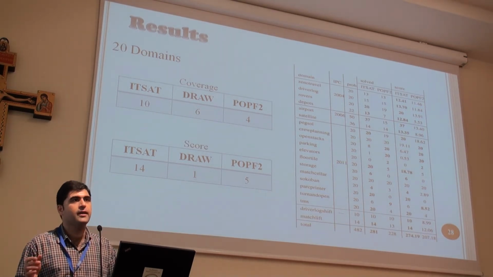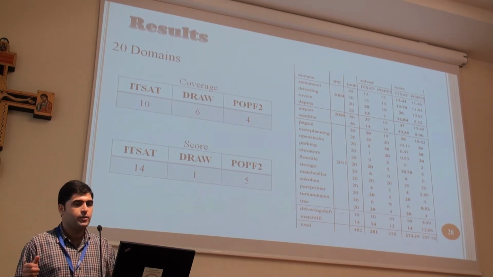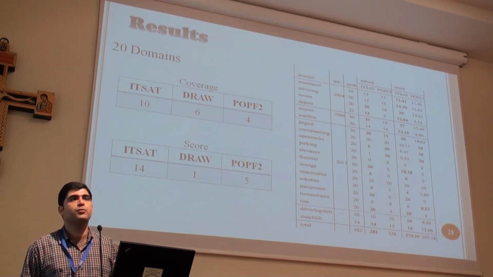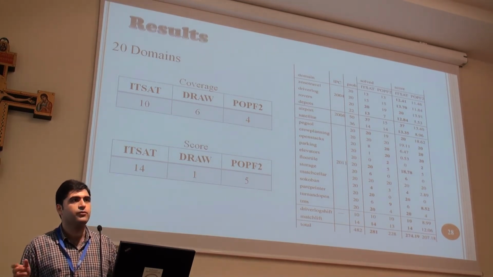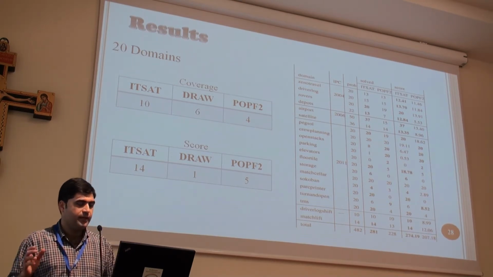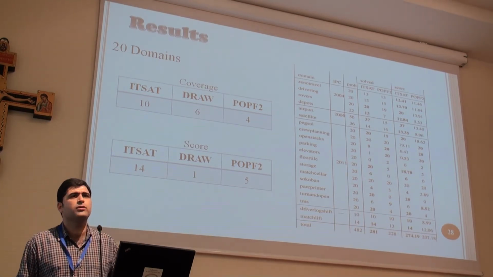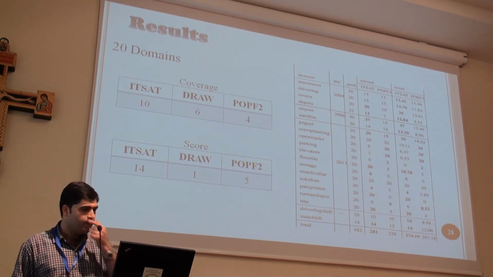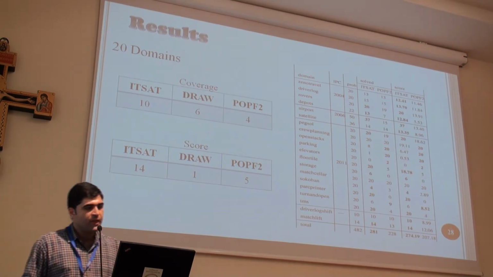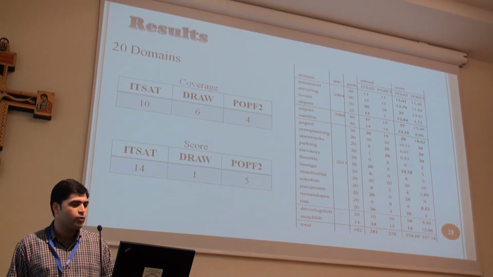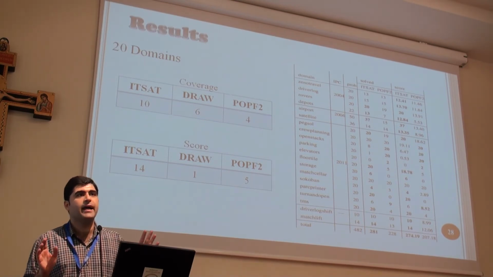ITSAT, our planner that uses negative cycle detection, and we have compared it to POPF, which is a state-of-the-art planner in temporal planning, in expressive temporal planning, and we have used all the domains of the previous IPCs, and in coverage we outperform POPF in 10 domains. In 6 domains there is a draw, and in 4 domains POPF outperforms ITSAT.